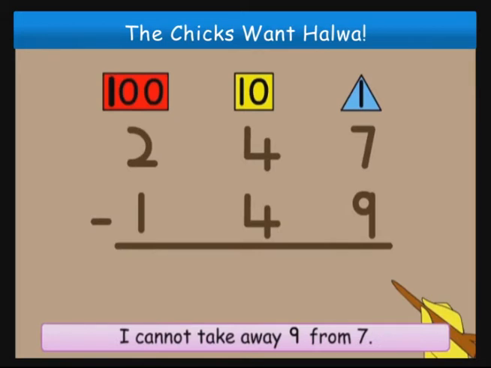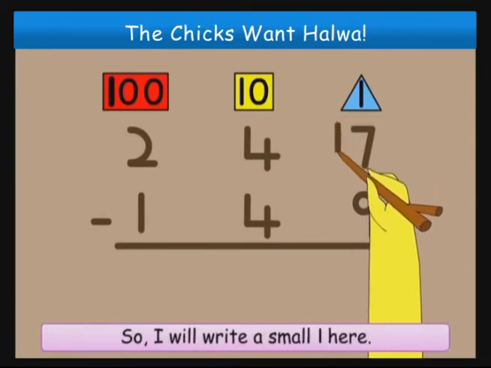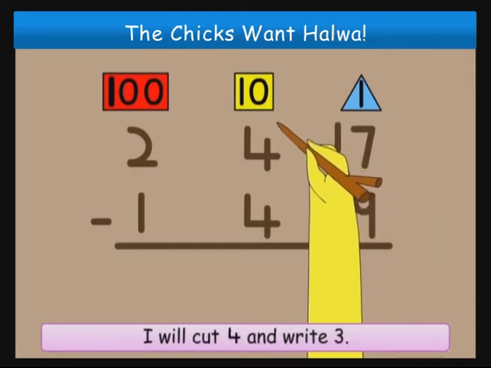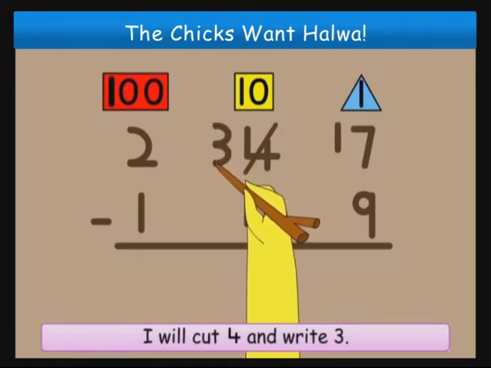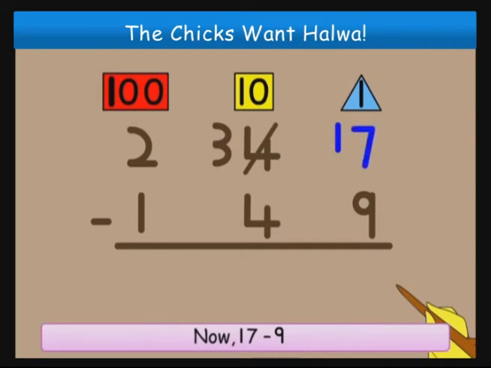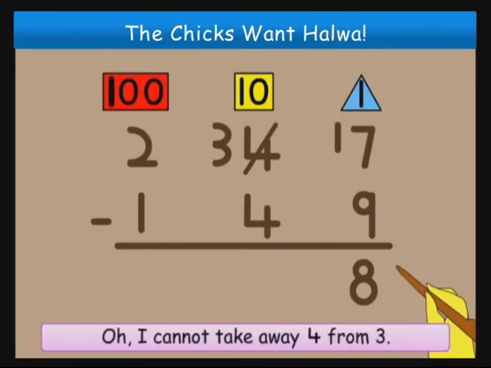I cannot take away 9 from 7. So I will write a small one here. I will cut 4 and write 3. Now 17 minus 9 is equal to 8. Oh, I cannot take away 4 from 3. What do I do now?